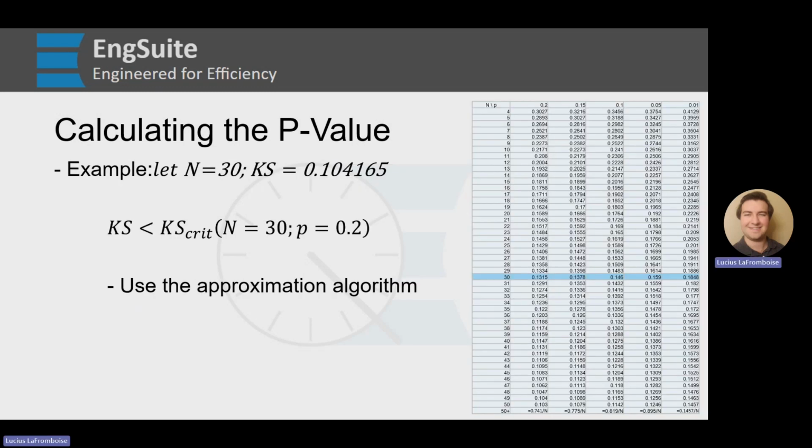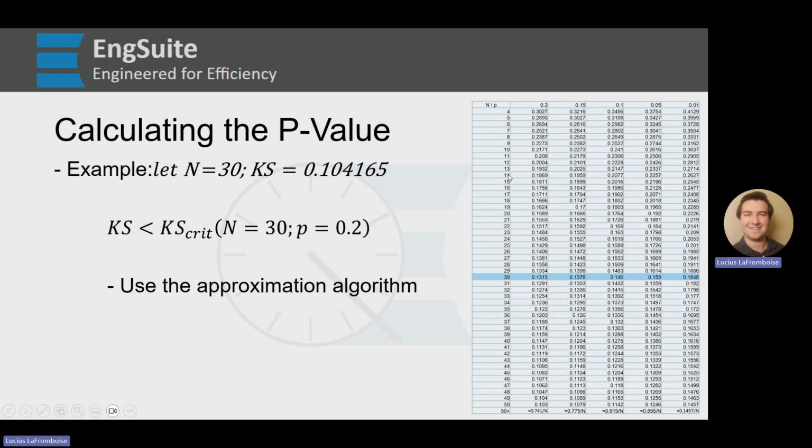So let's say that we have an n of 30 and a KS of 0.104. We find our n row, and then our lowest value here is 0.1315, which means that we can't do any interpolation because it is so low that it's greater than 0.2.